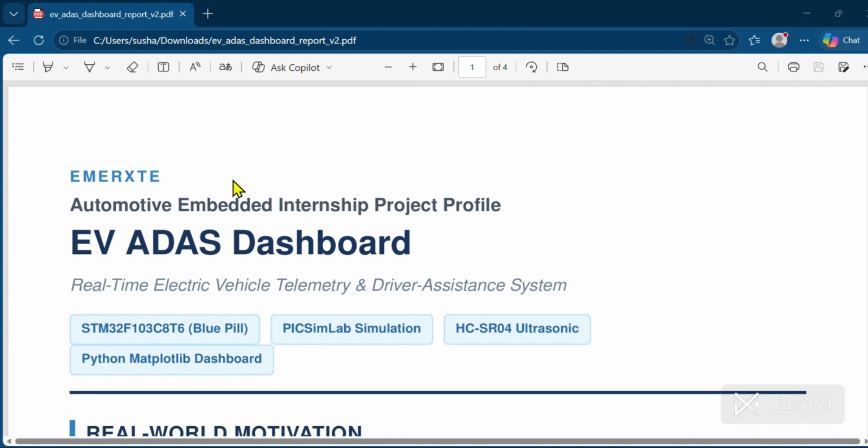For this project I have used the STM32F103C8 microcontroller, the Blue Pill, which is simulated via PicSimLab. It is also paired with ultrasonic sensors, and my data is shown through a Python dashboard.